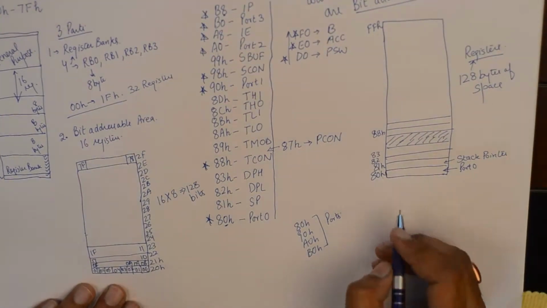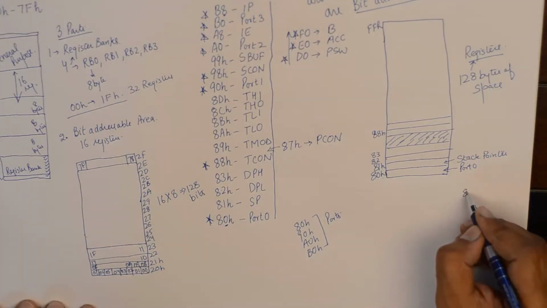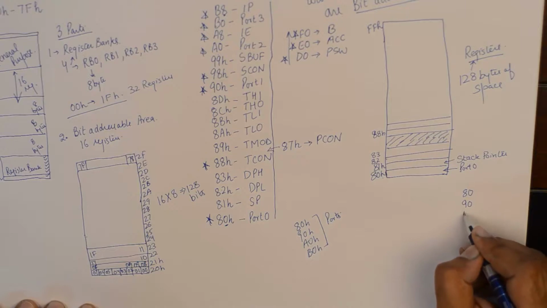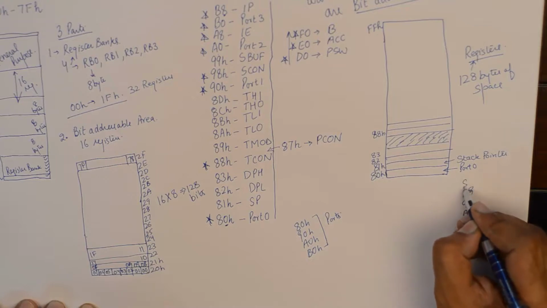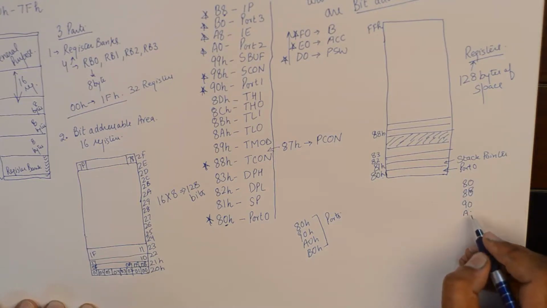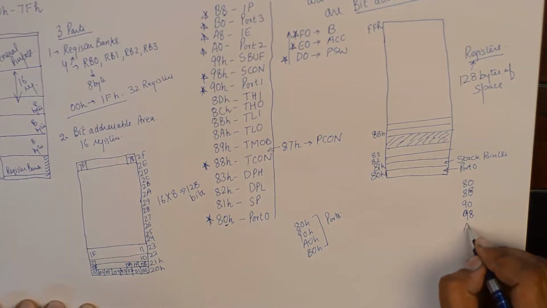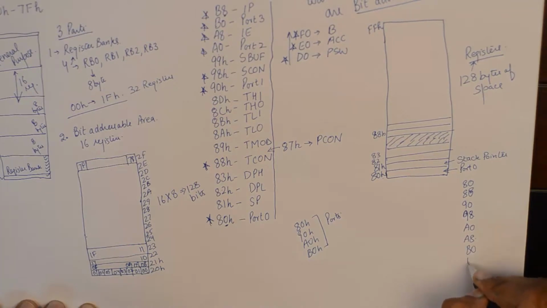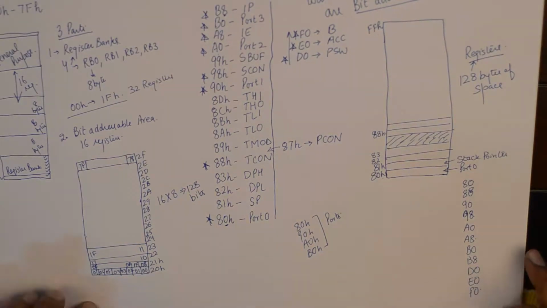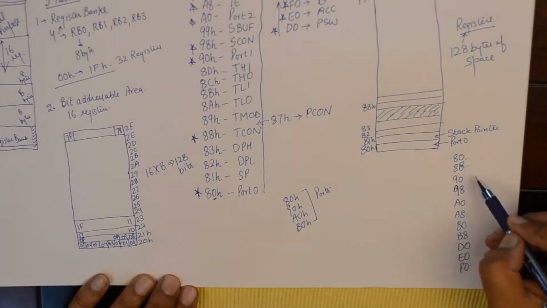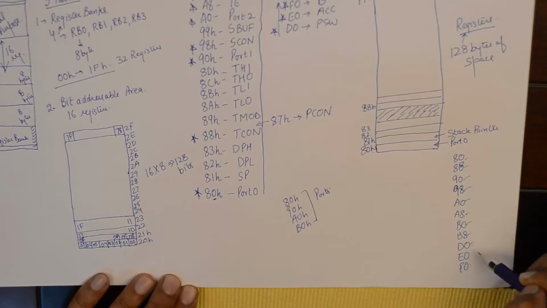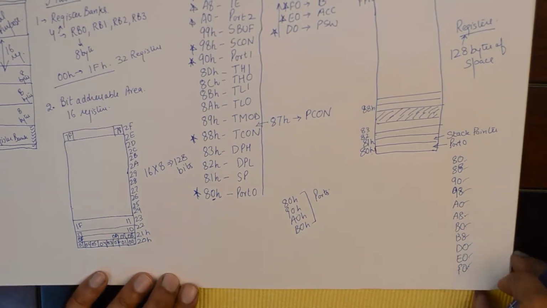Now if I write these registers: 80, 90, there's going to be 88 also, then 98, A0, A8, B0, B8, D0, E0 and F0. So there are 11 registers which are bit addressable.